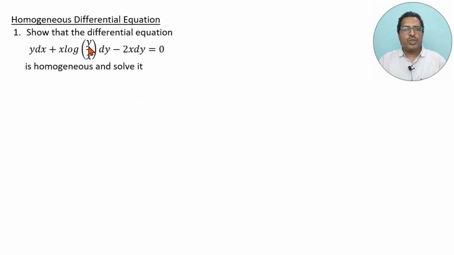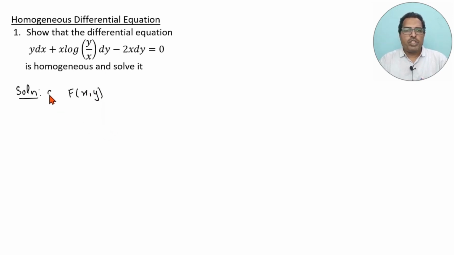The question is, show that the differential equation y dx plus x log of y by x dy minus 2x dy is equal to 0 is homogeneous and solve it. To show that the given differential equation is a homogeneous differential equation, first we need to show that the function f of x comma y is a homogeneous function.